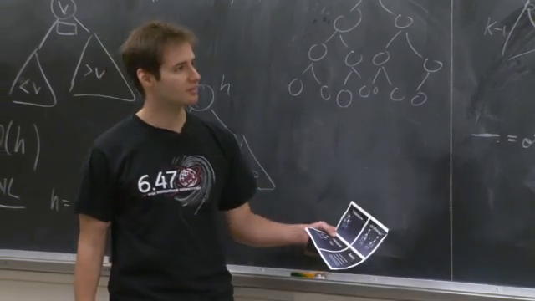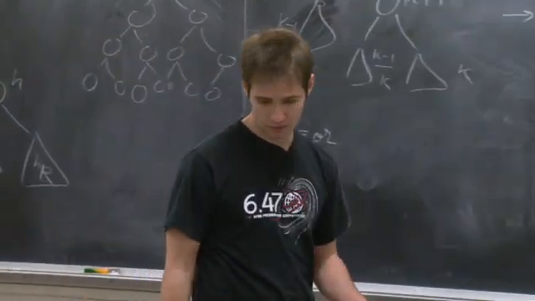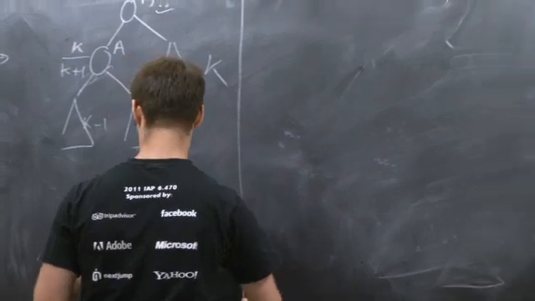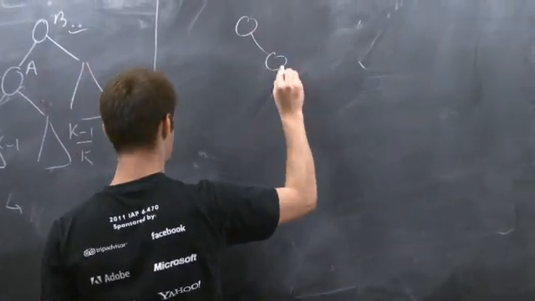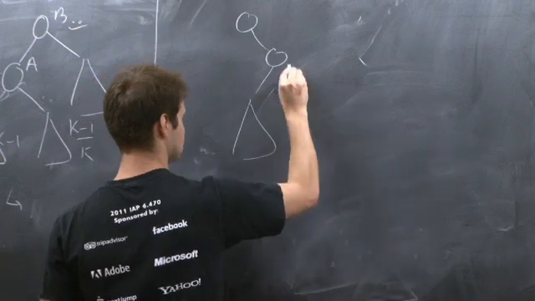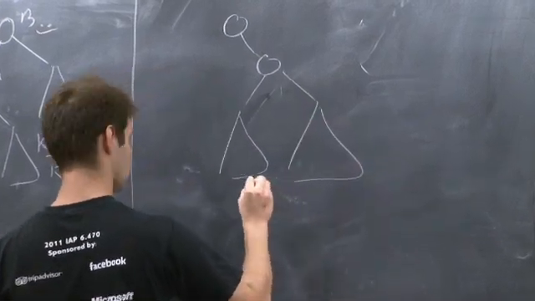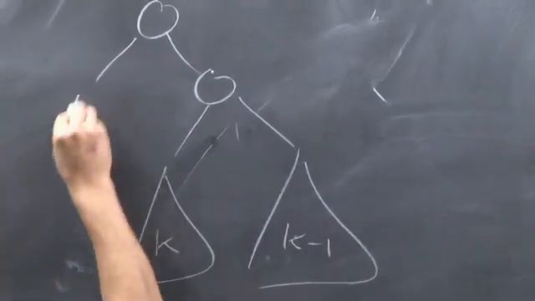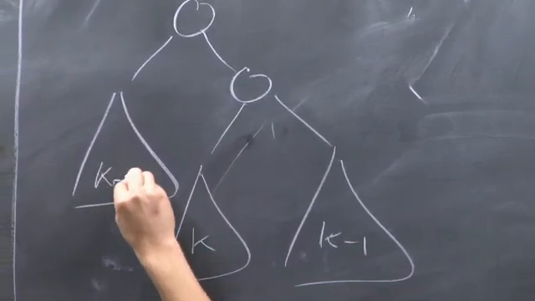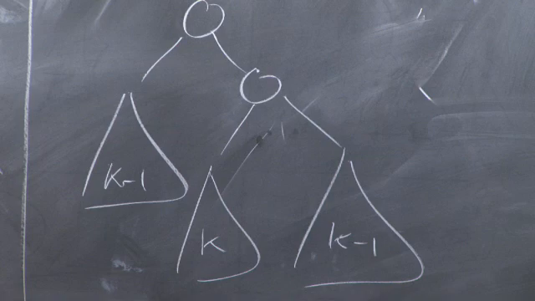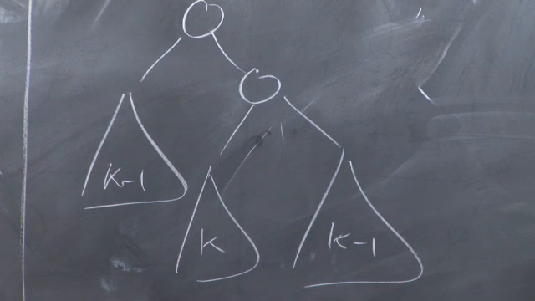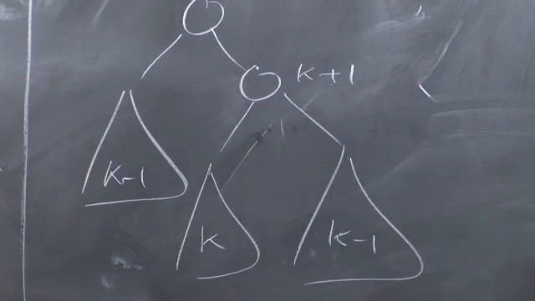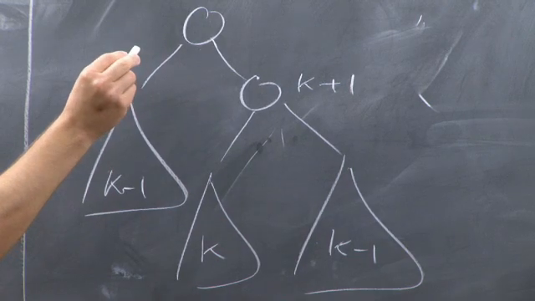All right, so this is easy, right? This is the easy rotation. Let's do the hard one now. What's the height here? K plus 1. What's the height here?